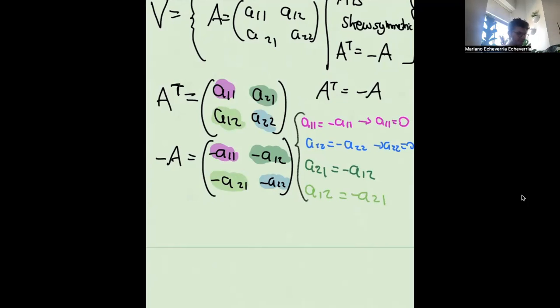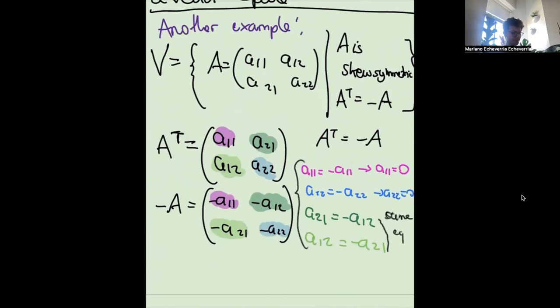If you notice, these two equations are really saying the same thing, because it's just saying that the second entry is minus the third entry, or the third entry is minus the second entry, but that's essentially the same. So what does that mean? For a matrix to be skew symmetric, the first and fourth entries have to vanish, right? And the second entry has to be minus the third entry, or the third entry minus the second entry.